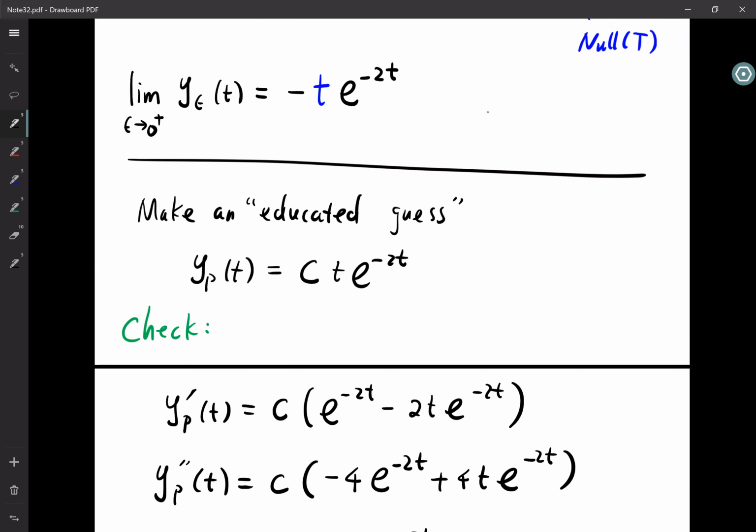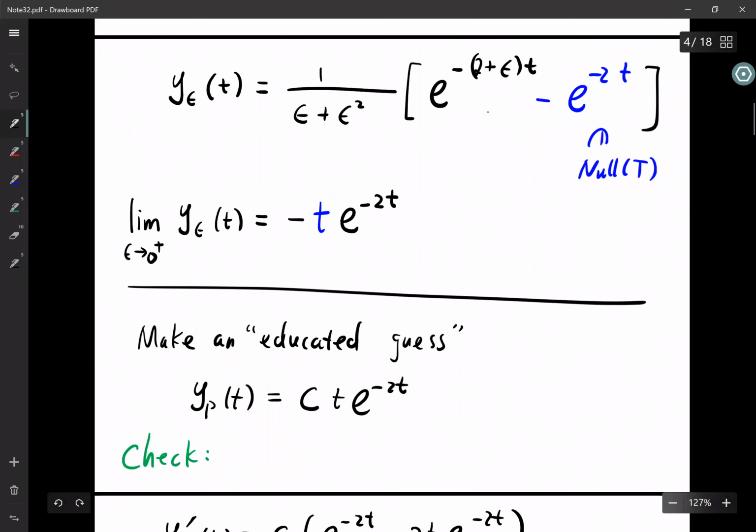So of course, if you already know that the solution must take this form, you could directly make this guess. But if you're not so convinced why you want to do this at all, the epsilon perturbation is another way to understand. Any question?